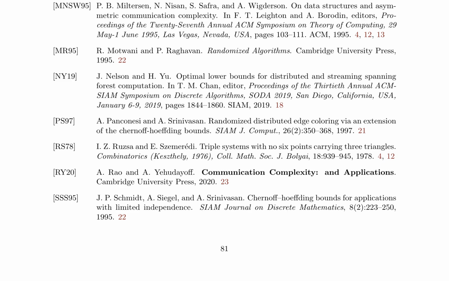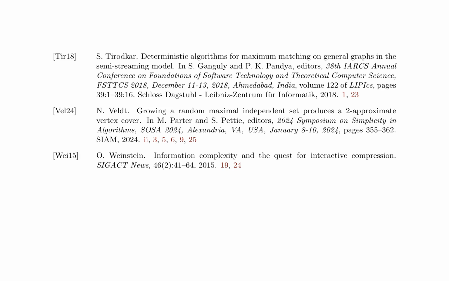The paper then shifts its focus to data structures and asymmetric communication complexity, highlighting the importance of randomized algorithms and their role in distributed and streaming computations. It presents optimal lower bounds for distributed and streaming spanning forest computation, as well as randomized distributed edge coloring via an extension of the Chernoff-Hoeffding bounds.